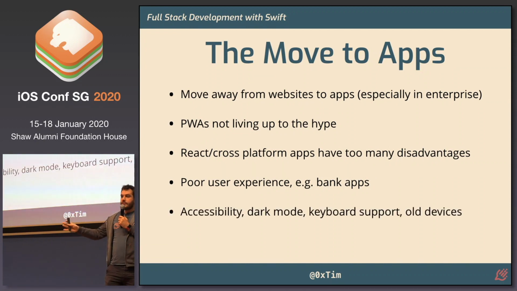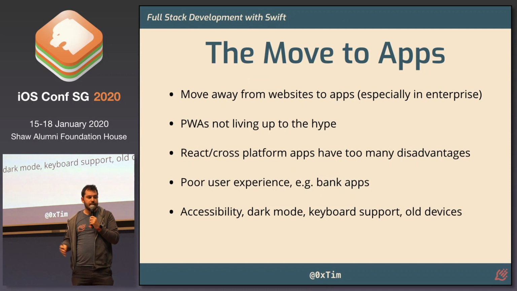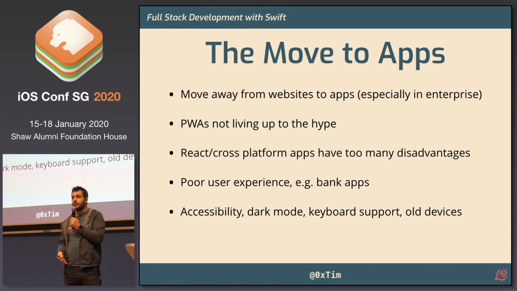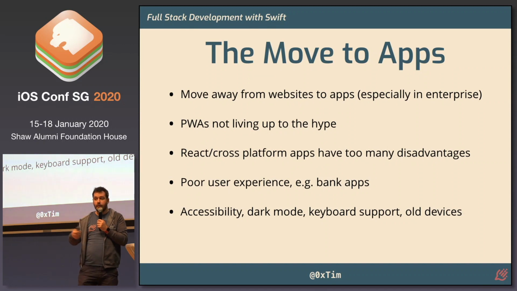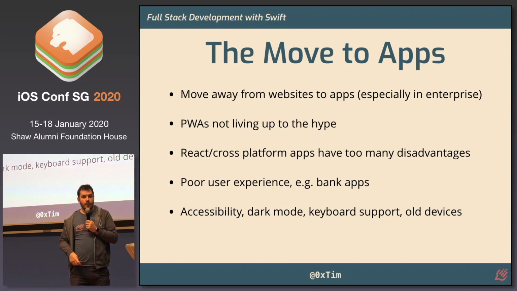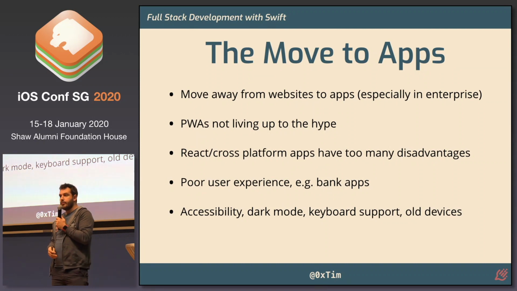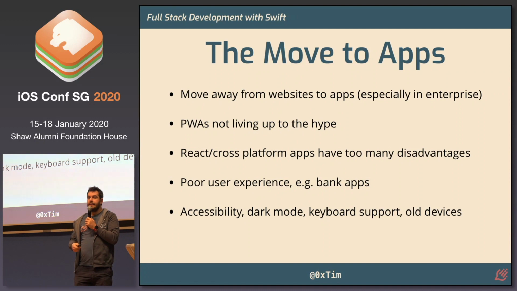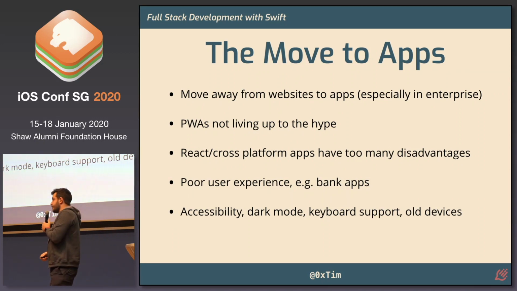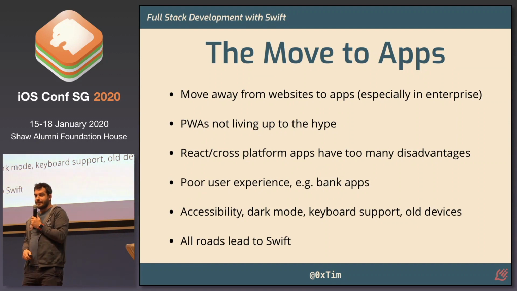And we haven't even got on to talking about things like accessibility and dark mode and adding keyboard support, which, if you have cross-platform solutions, are really difficult to do. And we've heard about today and yesterday how important those things are. And even old devices: your JavaScript-heavy cross-platform solution may work fine on your iPhone 11 Pro, but some of your users may still be using an iPhone 5, and they're not going to have the best user experience. So in my completely unbiased opinion, all roads lead to Swift.